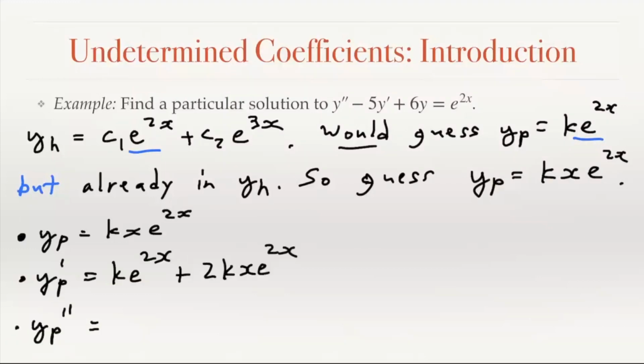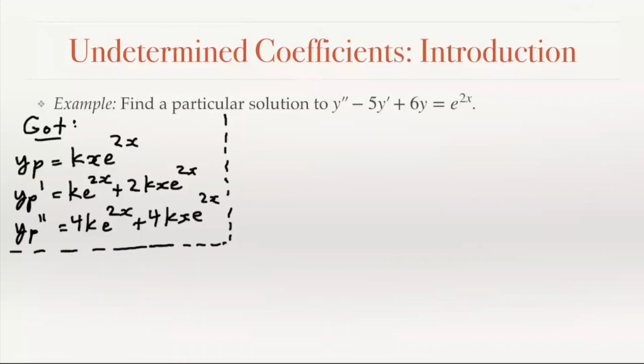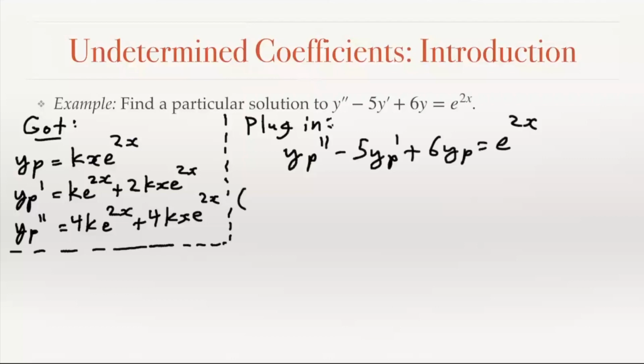So by the product rule, y_p prime is f prime g plus f g prime. This is a product of two functions. And now the second derivative, okay, there's the derivative of that part, and over here, we apply the product rule again, and we have that. So that's what we got. We plug in, okay, and we have pre-computed these guys.